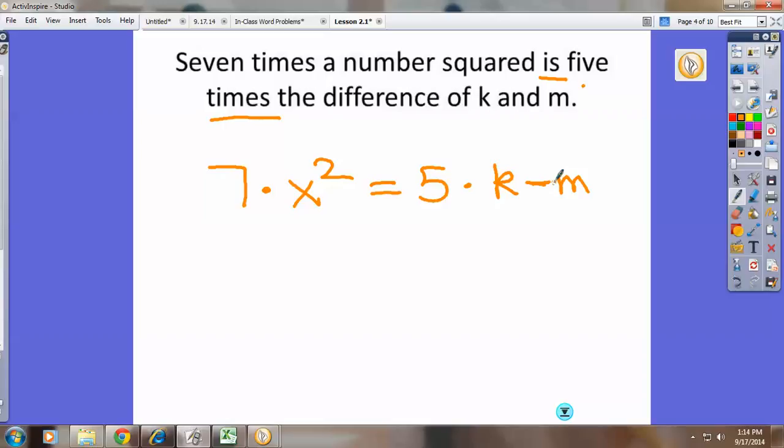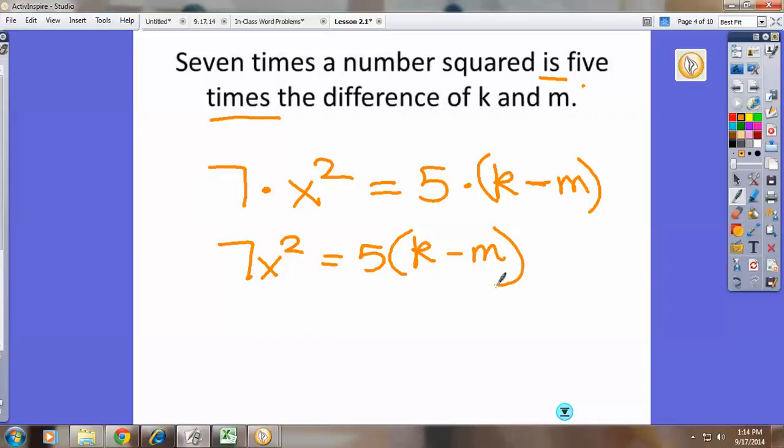Parentheses around k minus m. Now that says that we're going to take 5 times the difference. We need to first find the difference and then multiply by 5. I want to clean this up a little bit. That dot in there I know means multiplication, but we don't even need that in there. Let's write this as 7x squared equals 5 times the difference of k minus m. It's not incorrect with the dot, but let's just clean it up a little, make it a little bit nicer.